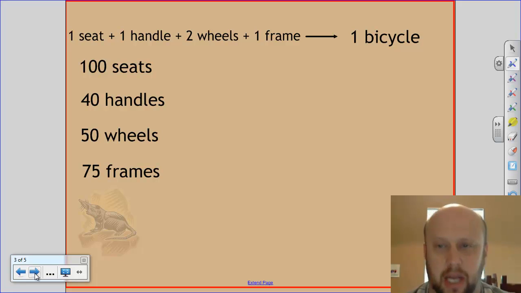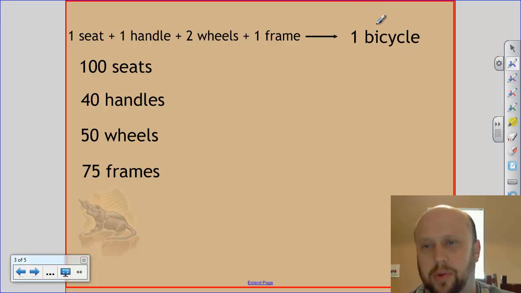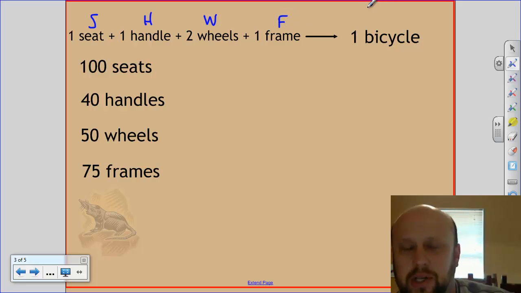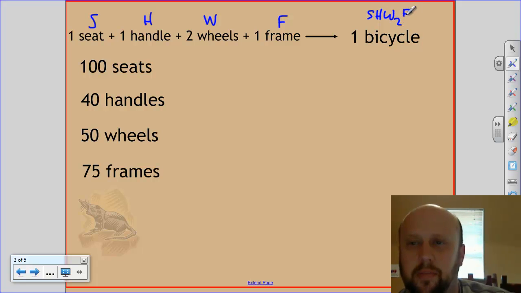Now, if we're going to write that in a chemical formula sort of way, we would say that I have one seat plus one handle plus two wheels plus one frame will build me one bicycle. We could even make it more like chemical formulas. Seat is S, handle is H, wheels are W, and a frame is F, and then a bicycle is made up of S H W2, because it takes two wheels, and F.